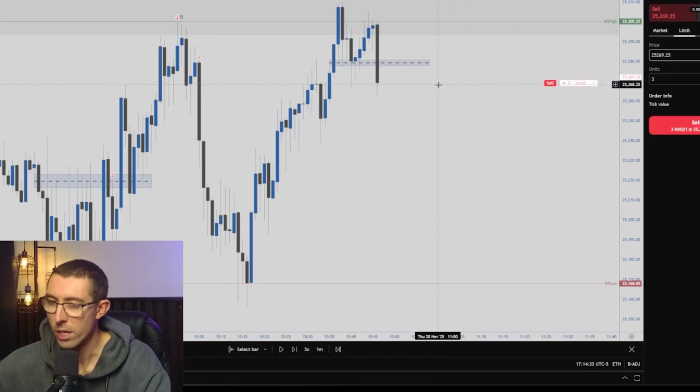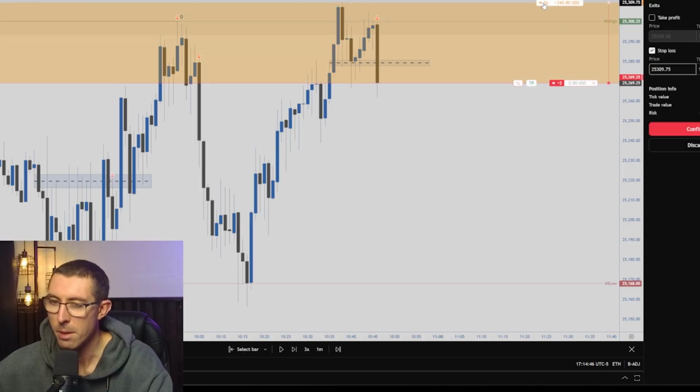Okay, so we're going to go short here. We're going to market sell 3 contracts. What you could also do is put a limit sell at the bottom of this inverse fair value gap, but we're just going to do market sells. Stop loss is going to the top of the manipulation. So we're putting stops at the top of this manipulation.